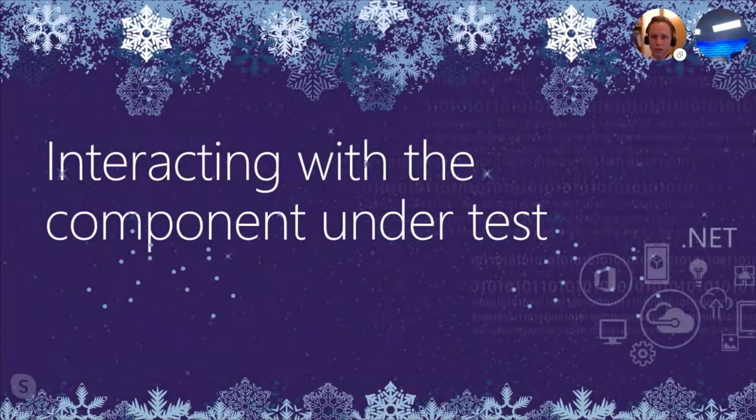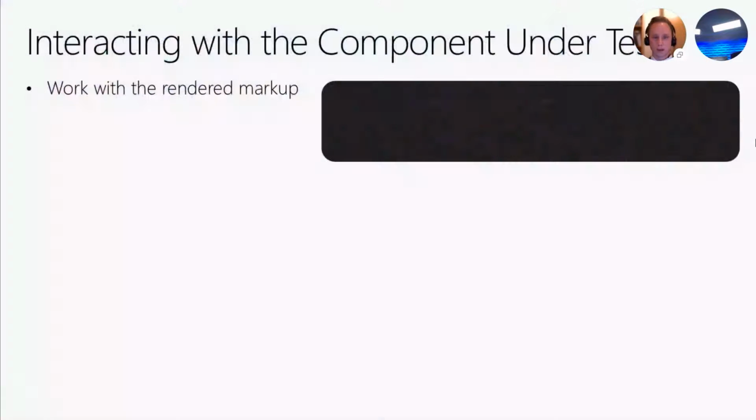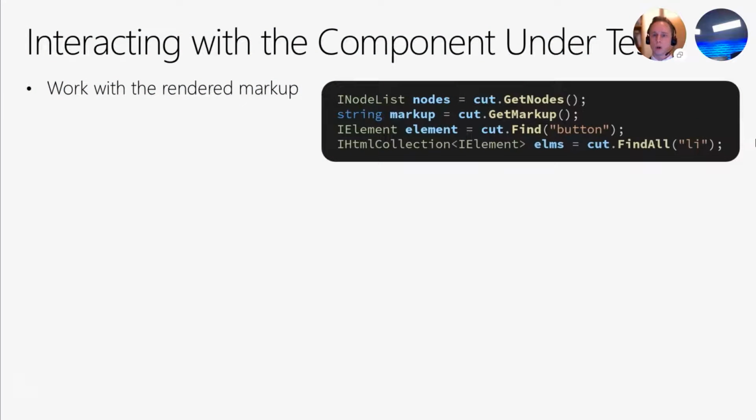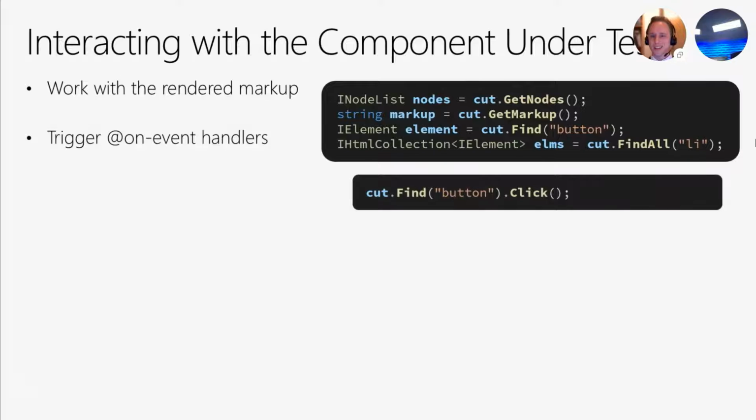Okay, so now let's talk about how we can interact with our component under test once we have it. We can work with and get the rendered markup in a few ways. The GetNodes method returns the rendered markup as a node list. The GetMarkup method returns the rendered markup as a raw string. And the Find and FindAll methods can be used to query the DOM nodes. All event bindings available in Razor can be triggered on the DOM elements they are bound to. This example triggers the onclick event handler on a button element.